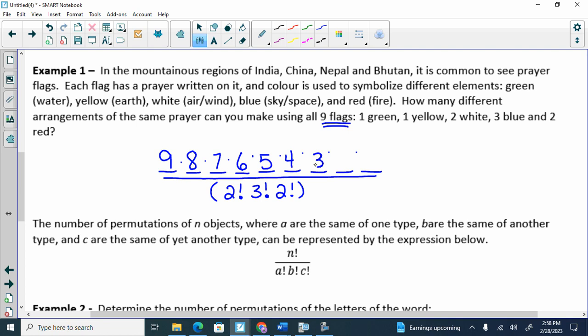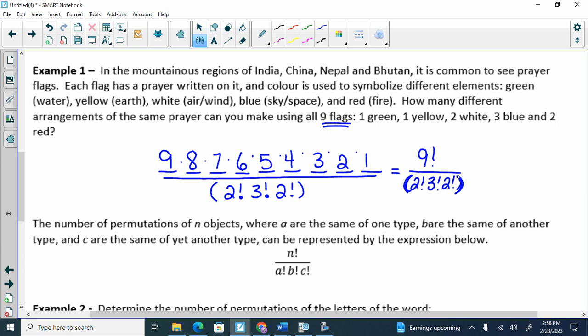4, 3, 2, 1. So on the top I have 9 factorial, and on the bottom I have 2 factorial, 3 factorial, 2 factorial. Now, if you have a TI-83 calculator in your hands, you will have to make sure that your denominator is in brackets. If not, your calculator follows order of operations. It's going to go 9 factorial divided by 2 factorial. Take that answer, multiply by 3 factorial. Take that answer, multiply it by 2 factorial. That's not what we want, right? We want 9 factorial divided by all of those, so you have to put them in brackets.